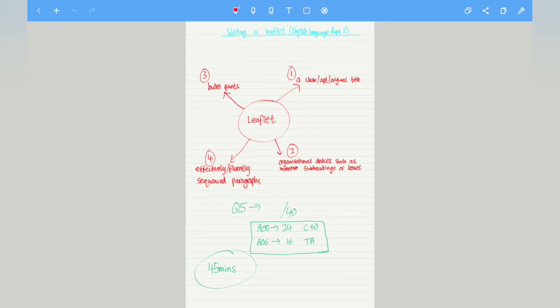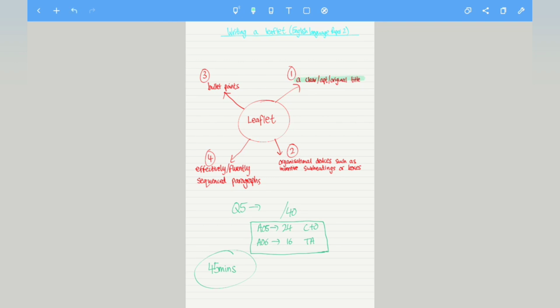Today we are looking at writing a leaflet for English language paper 2. Now, what do you have to include when writing a leaflet? There are certain things you need to include when writing a leaflet, so we are going to go over this in today's video. So number one, you need to include a clear, appropriate original title.